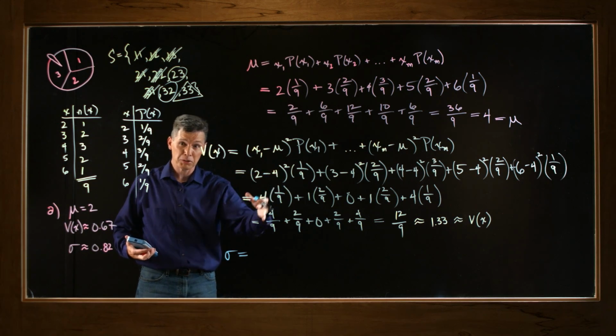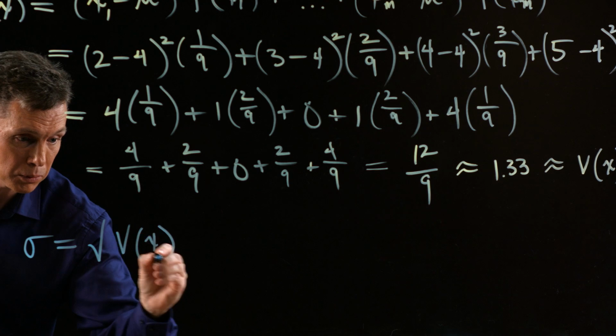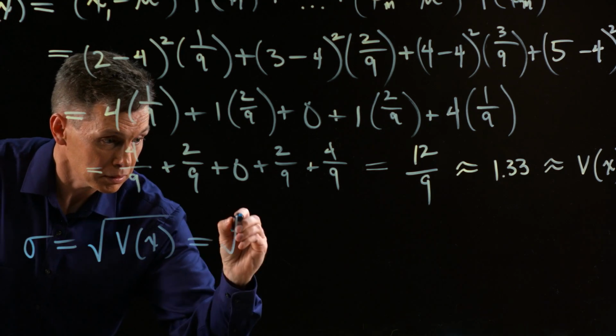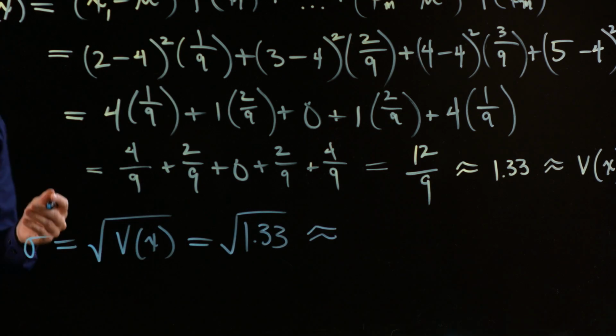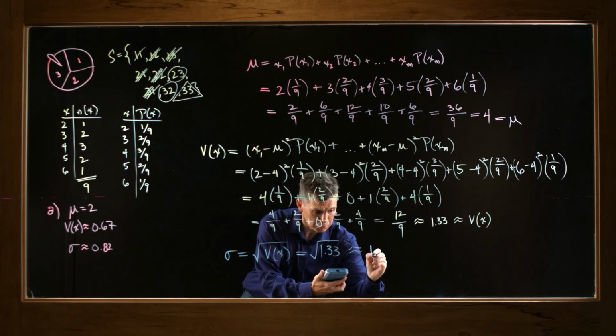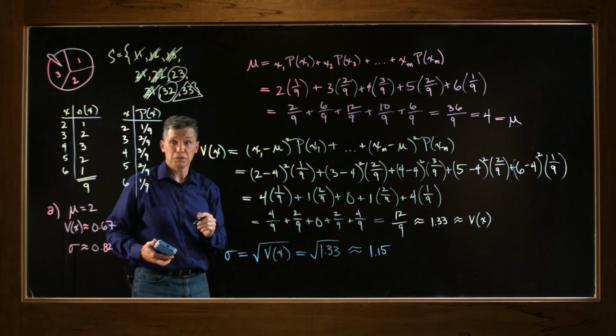Consistent theme here is I would always try to start with the formula, and the formula for standard deviation is just the square root of the variance. We have our value for the variance of 1.33. Get the calculator out, because now we need the square root of 1.33. Approximately 1.15 for our standard deviation.